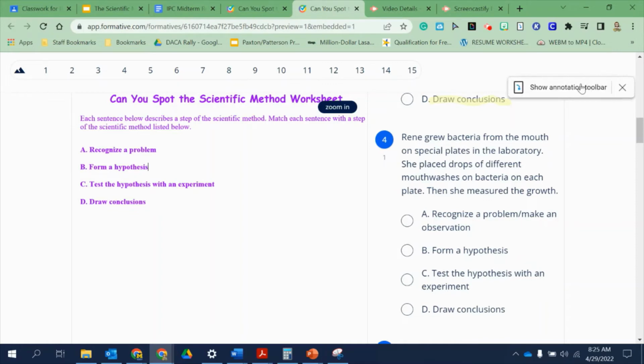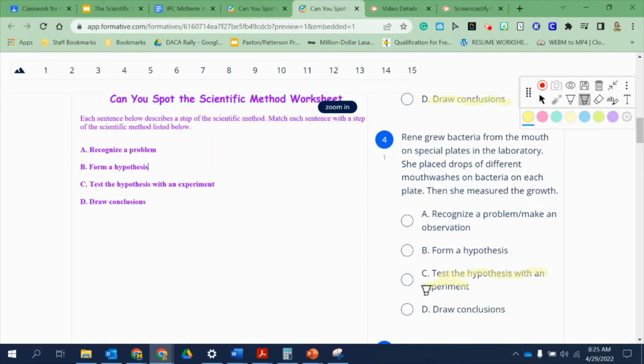She or he, I don't know which the name is, so we'll just go with she. Renee is doing an experiment right here. She's doing the first step, which is placing the drops of different mouthwashes on different bacteria, then measuring the growth of each one.